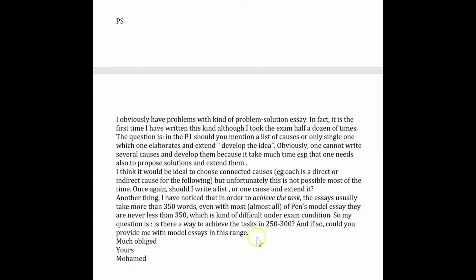Absolutely, I totally agree. No, I think you absolutely need to go to 350 to get a high score. I don't know who Penn is, but I absolutely think you need to do 350 because it's difficult to develop the essay otherwise. So how do you do it?